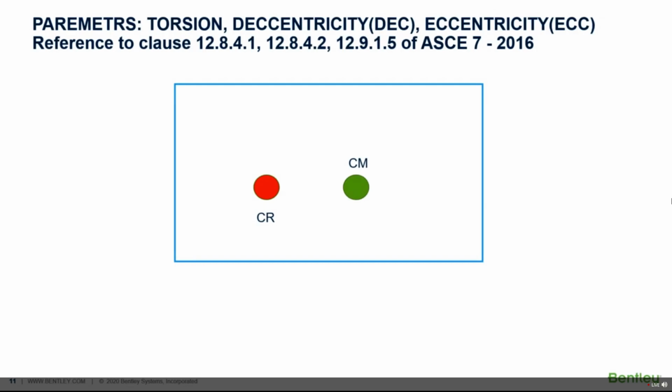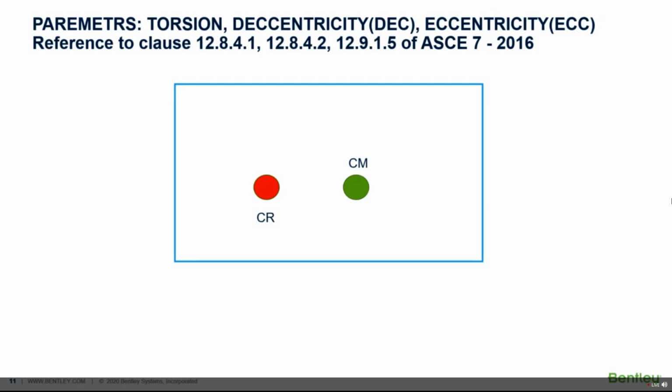In the first response spectrum case in the x direction, we specify the ECC as plus 0.05, where the equivalent torsional moment due to shifting of the center of mass in the positive direction of the x-axis would be considered. Thus, we would specify the DEC equal to 1 and ECC equal to 0.05.